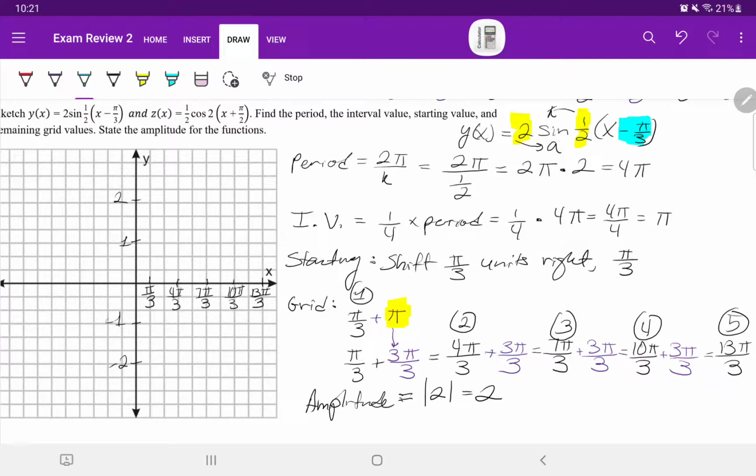Now remember, this is a sine function. Sine function is 0, the maximum value, which is 2 in this case, back down to 0. Then the minimum value. Oop, put that in the wrong spot. And then back to 0. And after that, we sketch that function. And that is the function y of x.